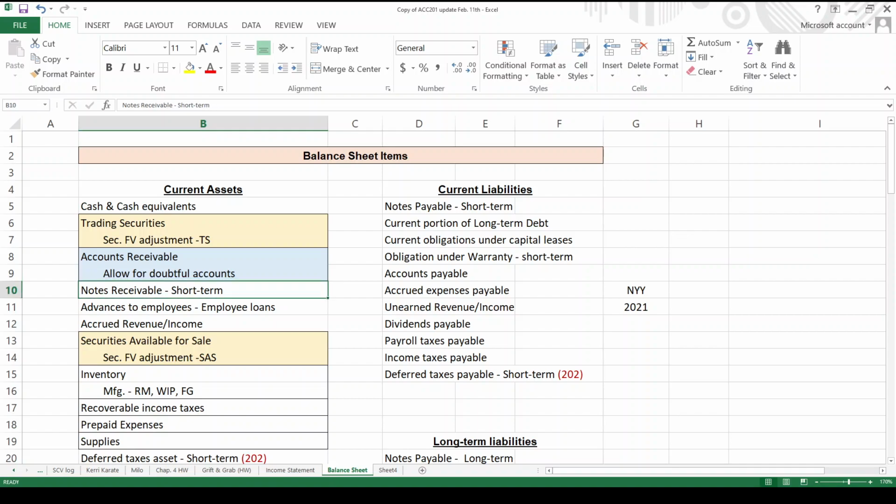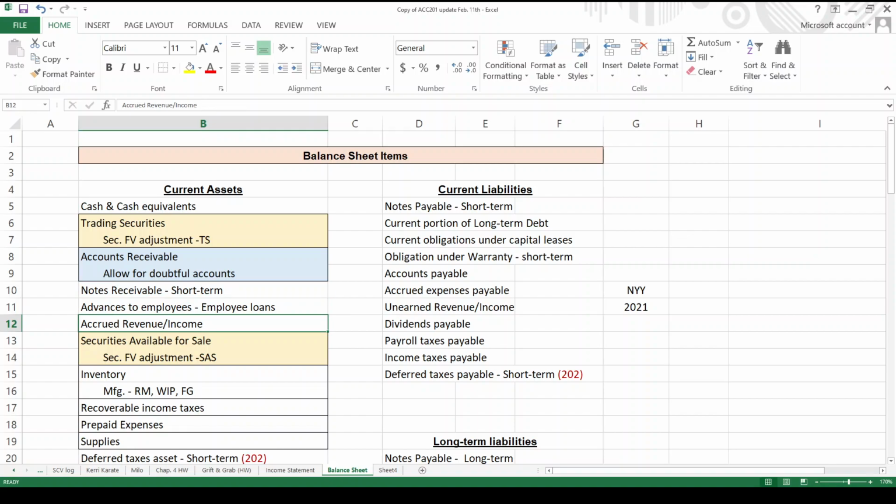Notes receivable, short term. Any note receivable with a due date which is on or before 1 year hence is going to be a short term note receivable. Advances to employees, or employee loans. This is typically not a lot of money, but this is money that's given out to employees possibly to go on a business trip, or employee loans.